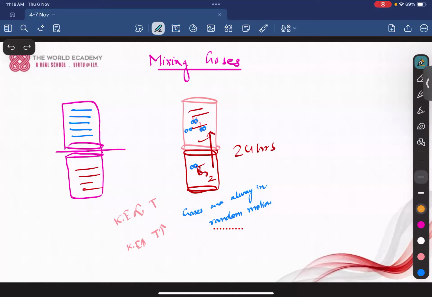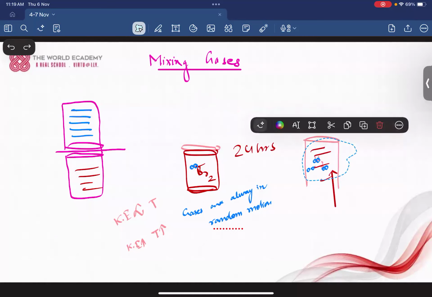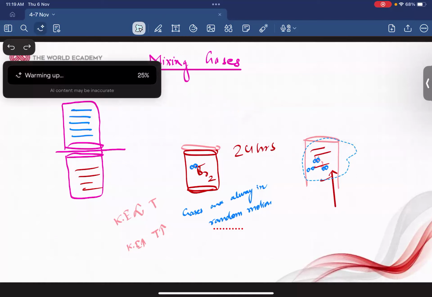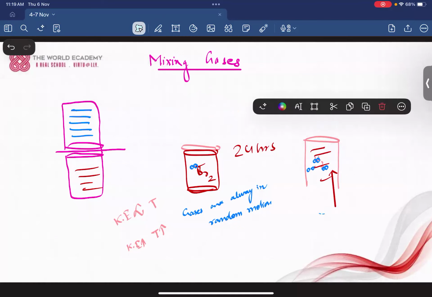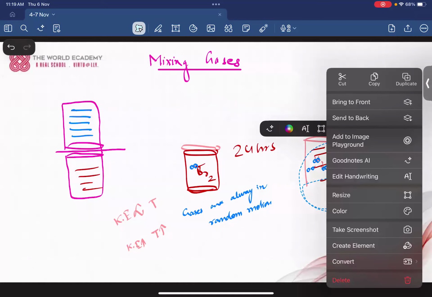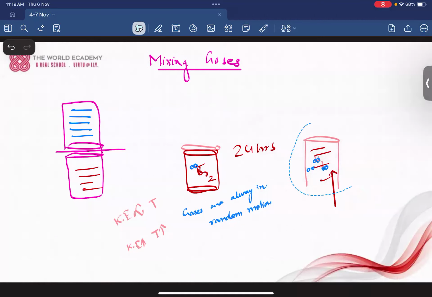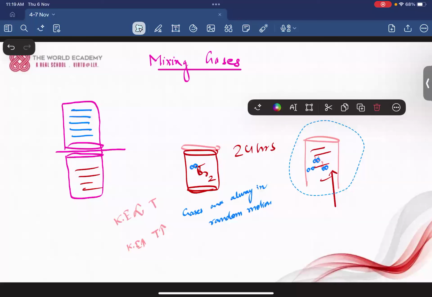So after we allow both the gases to mix for 24 hours, what we are doing is separating both the jars, and we are just moving it upside down. There is no option for rotation here, so sorry, I'm not able to rotate this.